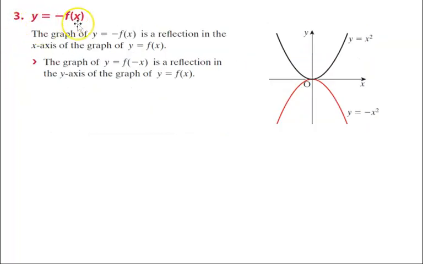y equals minus f of x. The graph of y equals minus f of x is a reflection in the x-axis of the graph y is equal to f of x. Again, we have y equals x squared as our original function, our U-shaped graph, in black. And we can see that the graph of y is equal to minus x squared is just a reflection in the x-axis, it's just been flipped upside down. So the minimum point, which in this case was 0, 0, is now the maximum point.